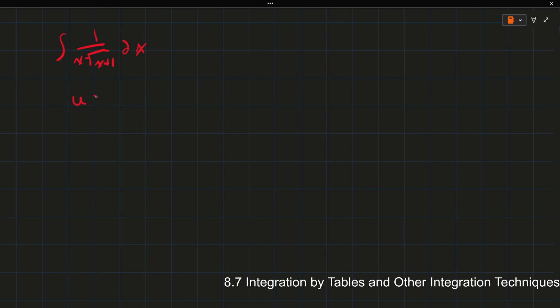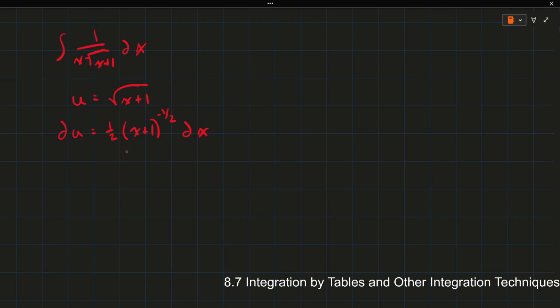So if I u-sub this, and I just do my radical x plus 1, you could just do x plus 1 if you wanted, but it's up to you. And then my du, so this is where it's going to get a little tricky. I'm going to get 1/2, and I'm going to just rewrite this as x plus 1 to the negative 1/2 dx.